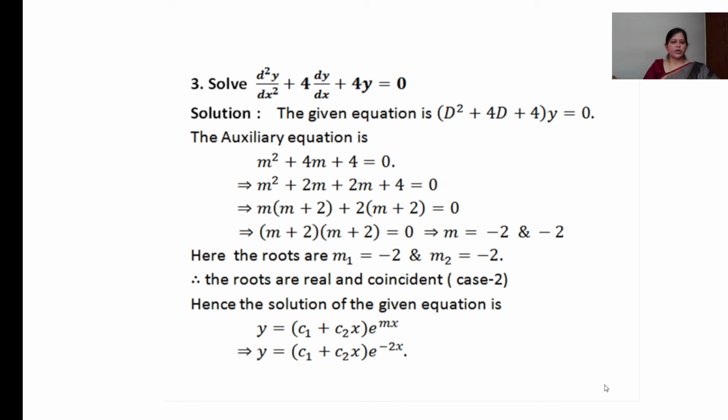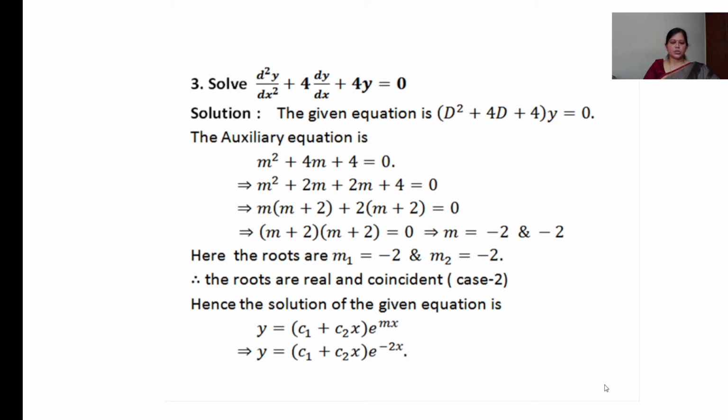So the roots are m1 is equal to minus 2, m2 is equal to minus 2. Therefore, the roots are real and coincident. So that means the roots are repeated here. So we are getting both m1 and m2 values the same. So that's why we are going for case 2 for the complementary function.